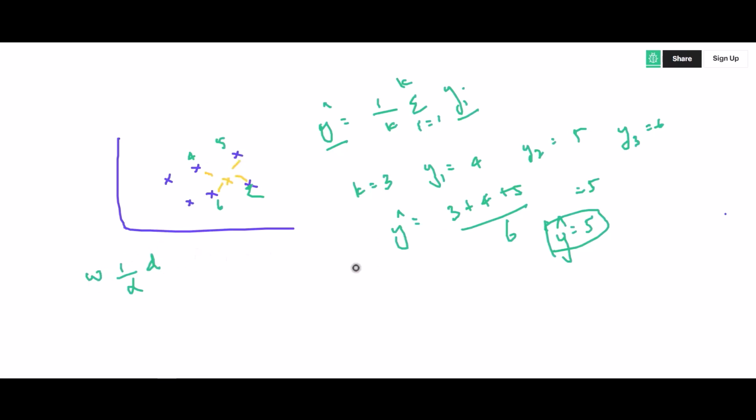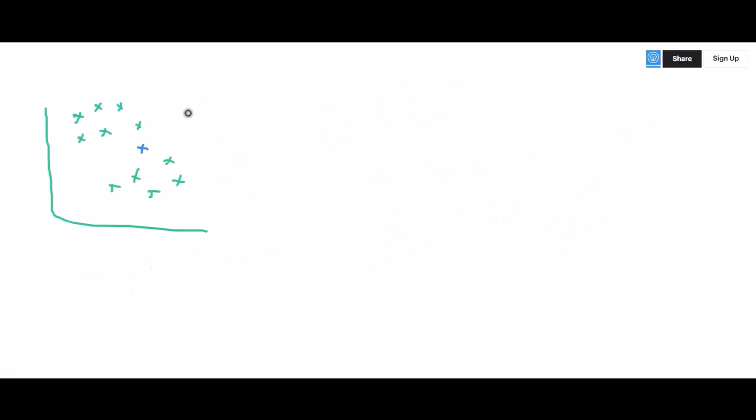Let us consider another example by assigning weights. Consider a scenario like this, where we have k value equal to 3, and this is our query point. We have 3 data points that are nearer to our query point. Consider the values to be 4, 5, and 6. The predicted value of this weighted average method is given by y cap equal to the summation of i equal to 1 to 3, since the value of k we gave is 3, of weight wi into the value yi of that data point, divided by the summation of i equal to 1 to 3 of wi, the respective summation of the weights.